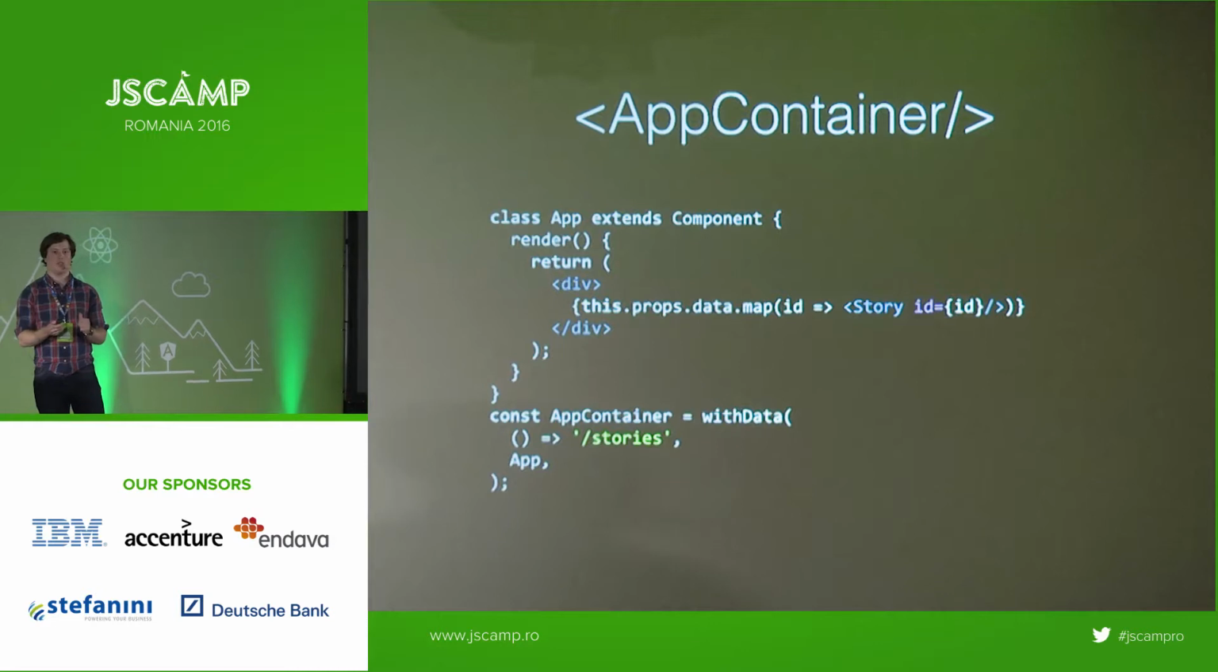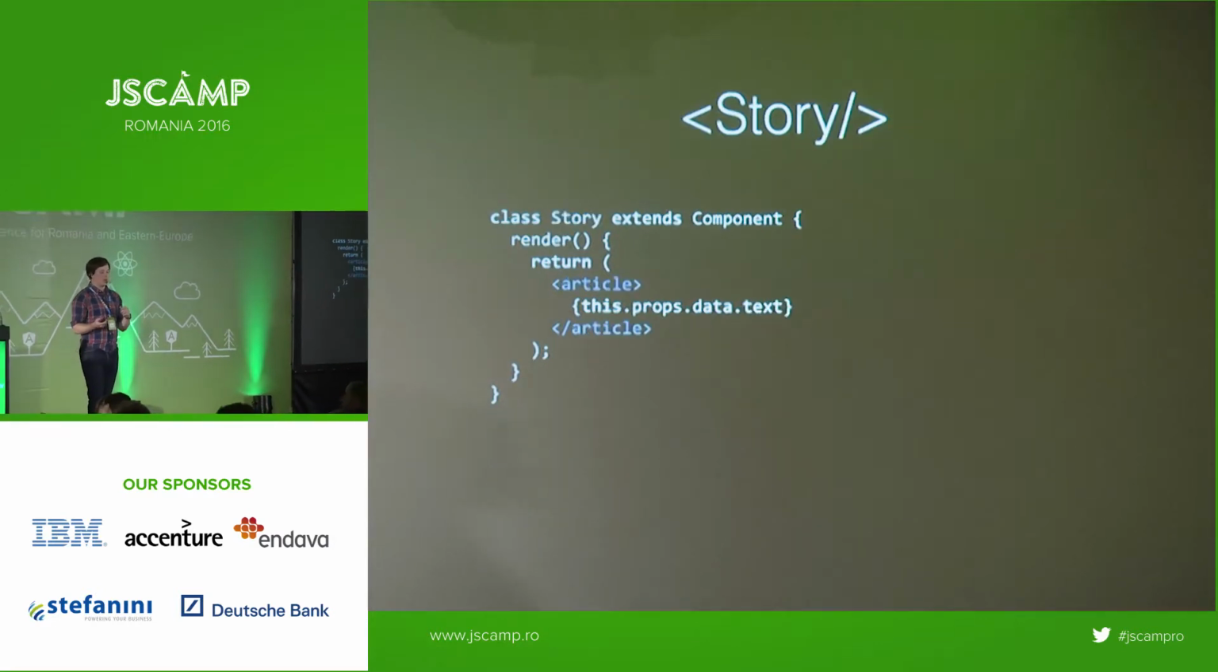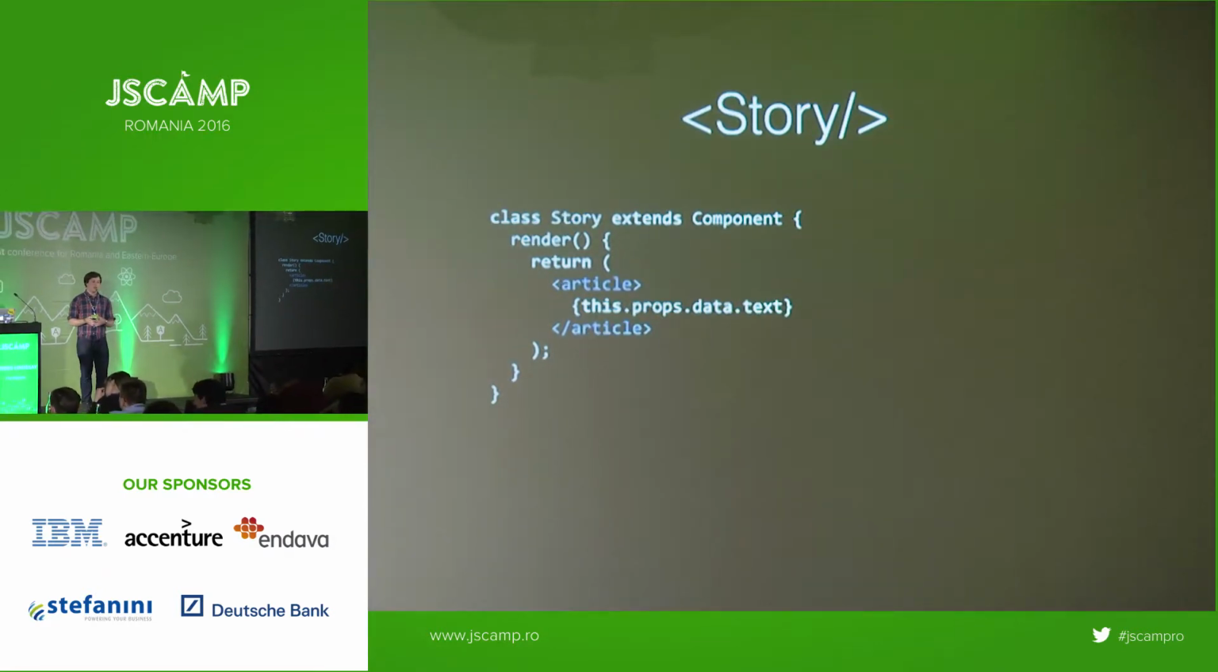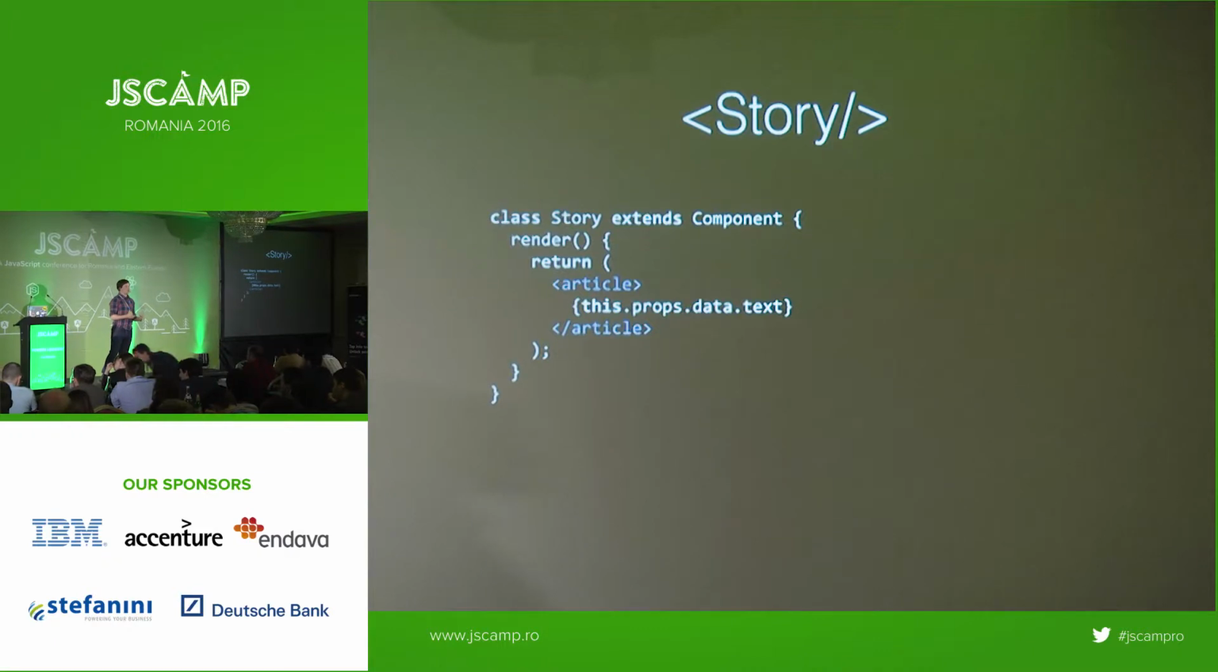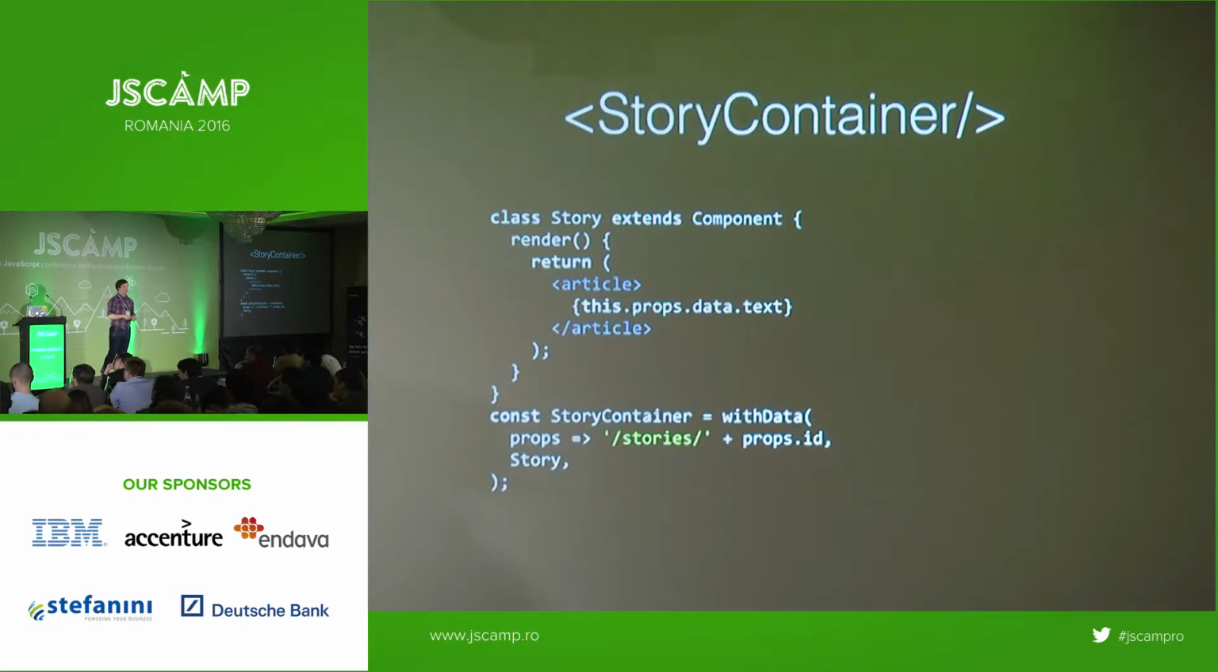Now we have much less duplication between our app and our story. Our story just takes care of rendering the story. It can assume that the data is already fetched. Then we simply wrap it in the with data higher order component, which has a function for getting the URL that we need to load. That's stories/story ID, and it takes the component to render.